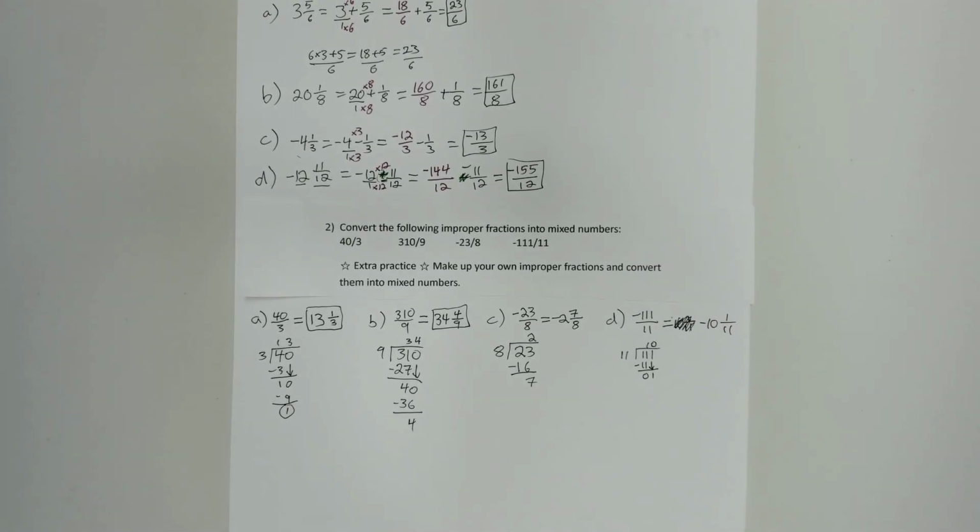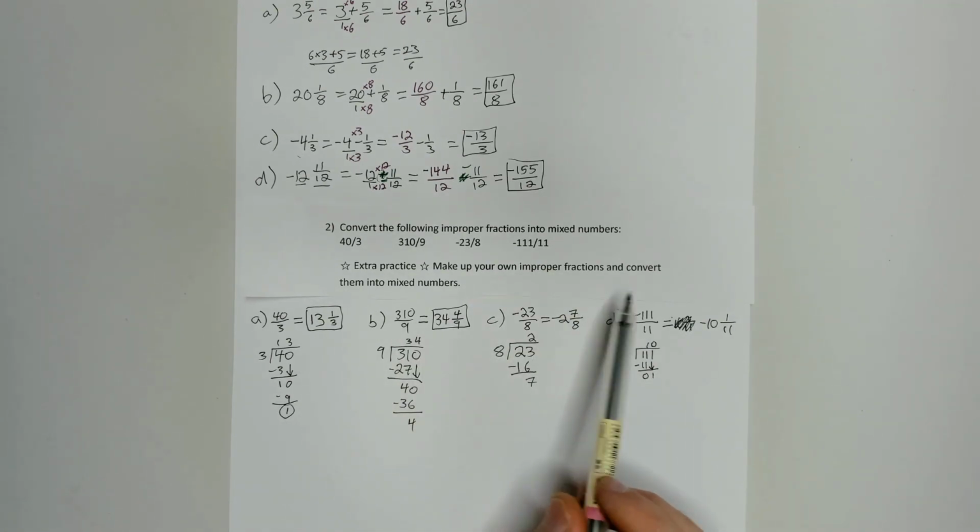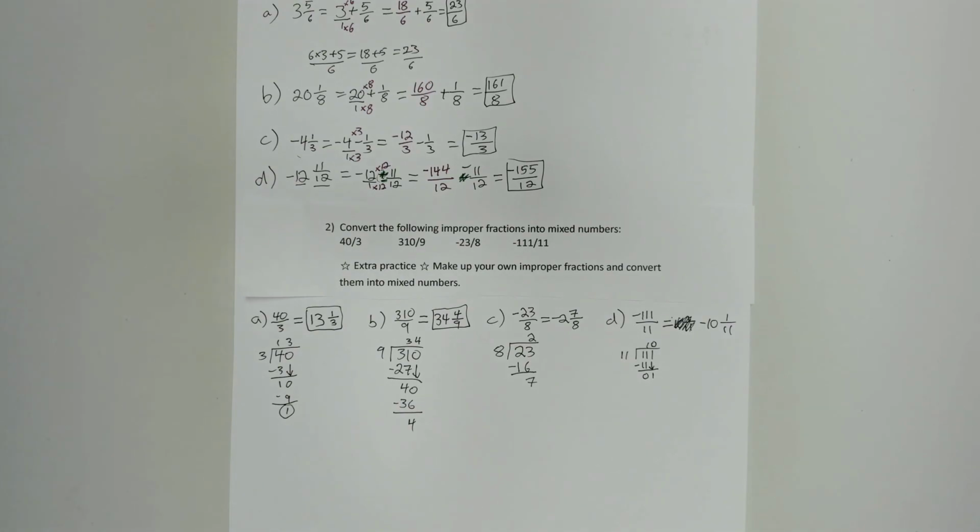Okay, so hope that made sense. And if you want some extra practice, same with number 1, make up your own improper fractions this time, both positive and negative, and convert them into mixed numbers. Let's move on to question 3.